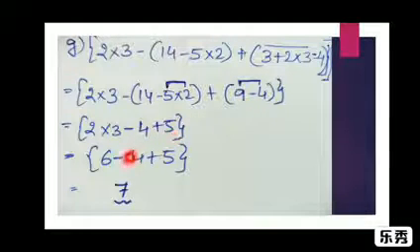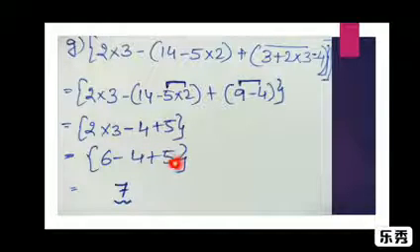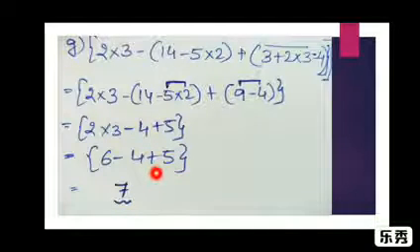In the next step, we are still dealing with the curly brackets. 3 and 2 is 6, 6 minus 4 and plus 5. 6 minus 4 is 2, and 2 plus 5 is your 7. This is your answer.